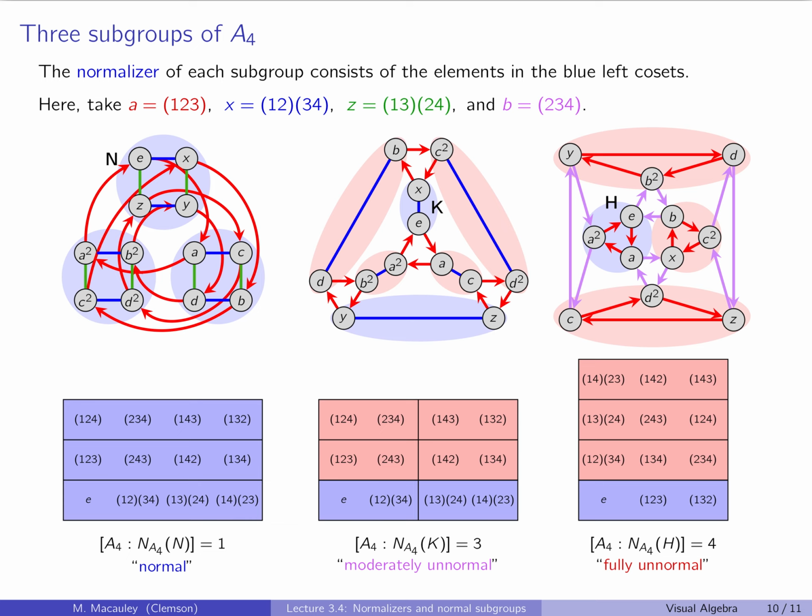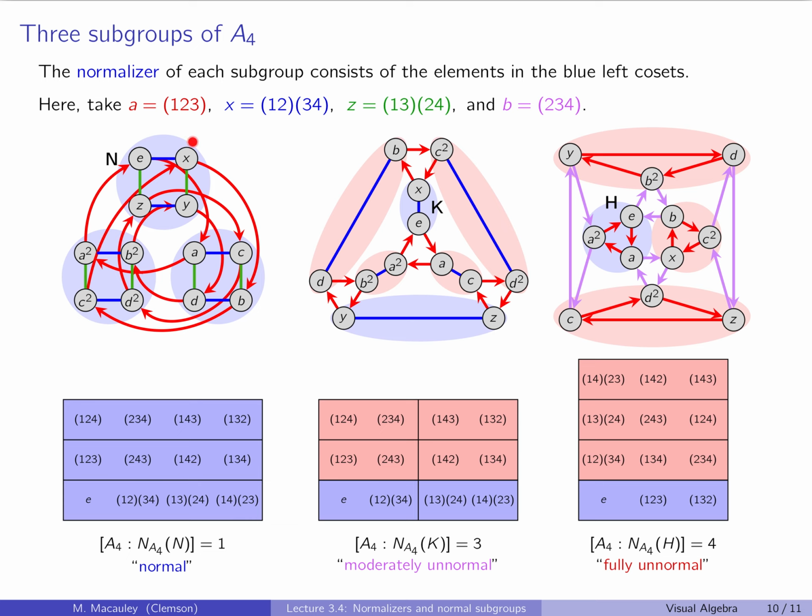Here is that slide, and here are the particular elements. A is the permutation (1 2 3), which generates the subgroup H. X is the permutation (1 2)(3 4), which generates the subgroup K. And then N is generated by X and Z, which is the permutation (1 3)(2 4). And finally, we just mentioned that B over here is the permutation (2 3 4).